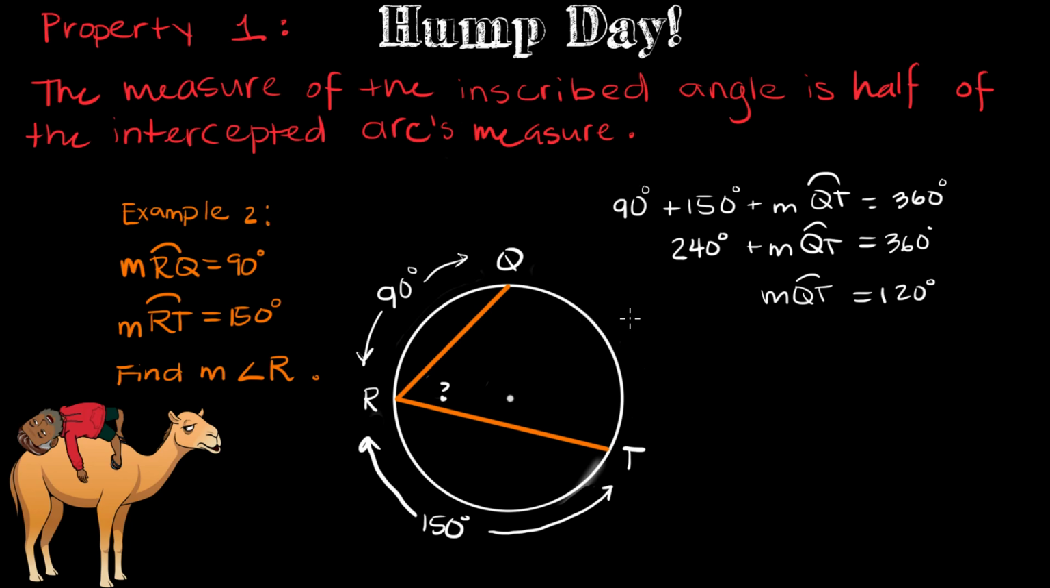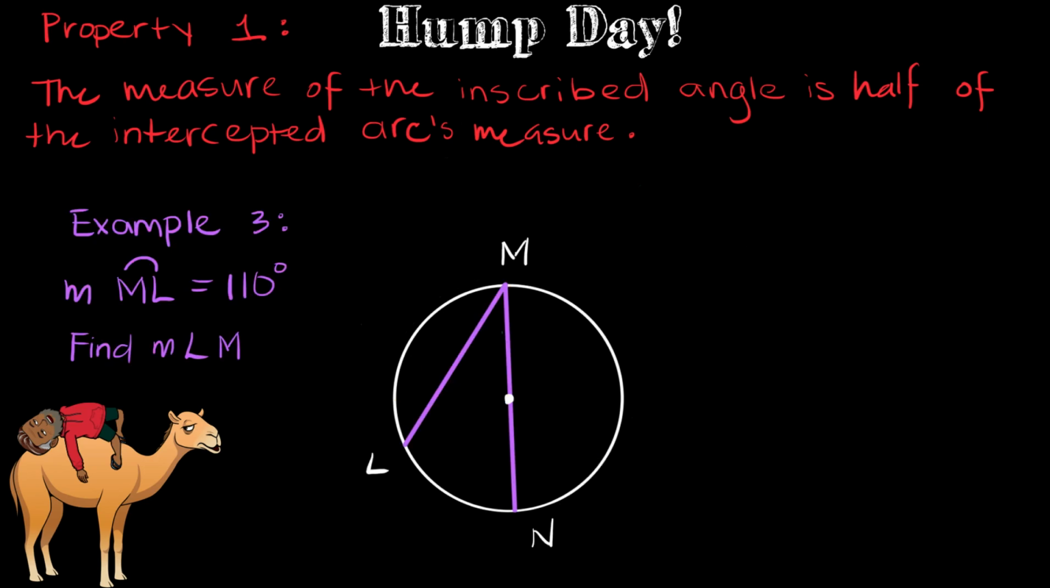So I now know that this measure of the QT arc, from there all the way to over there, is going to be 120 degrees. Now remember, if we take the arc and cut it in half, we will find the angle, which will equal 60 degrees. So I found what angle R is. It's 60 degrees.